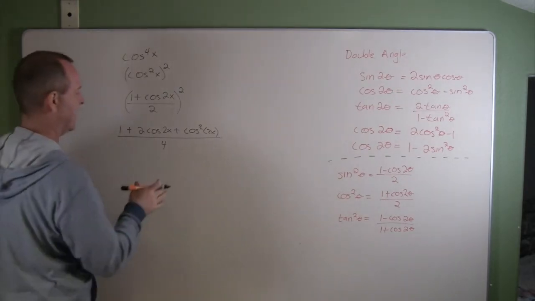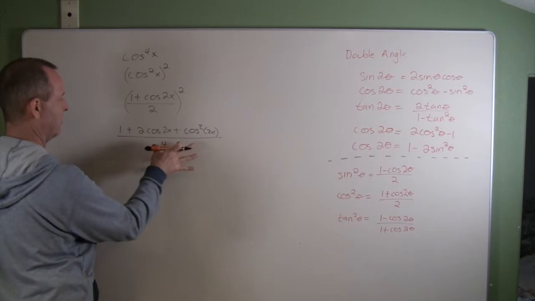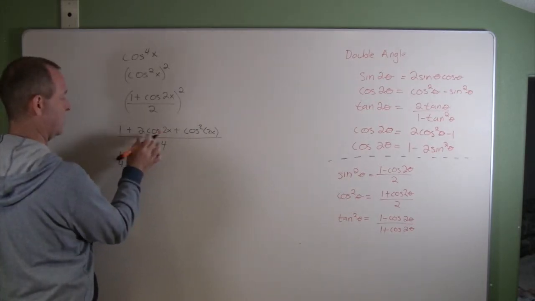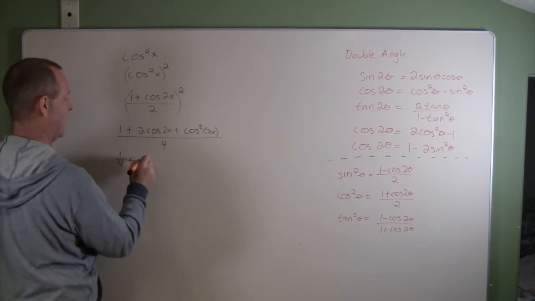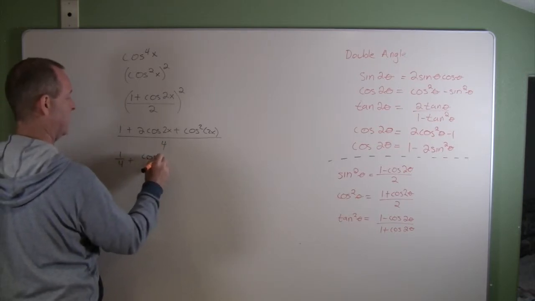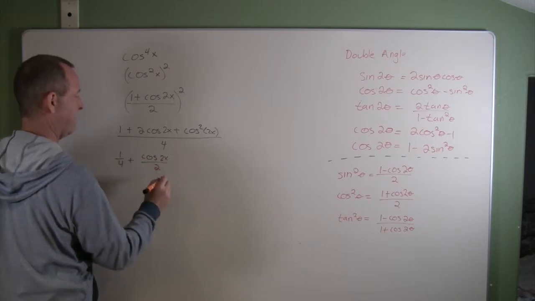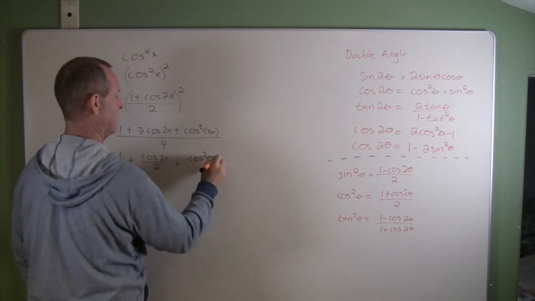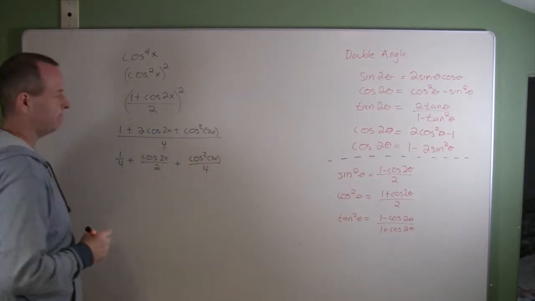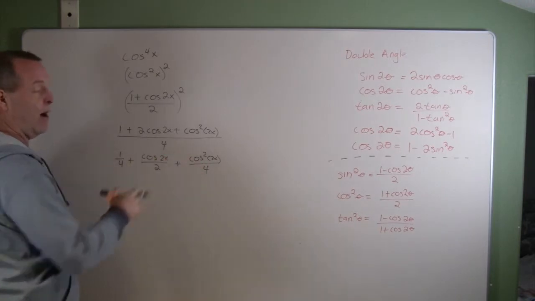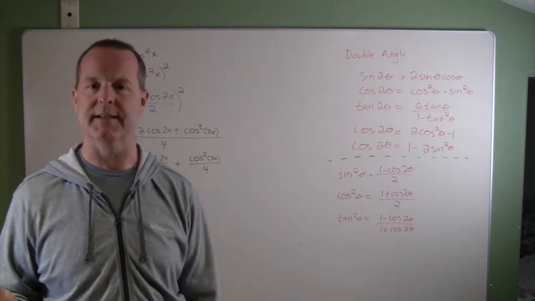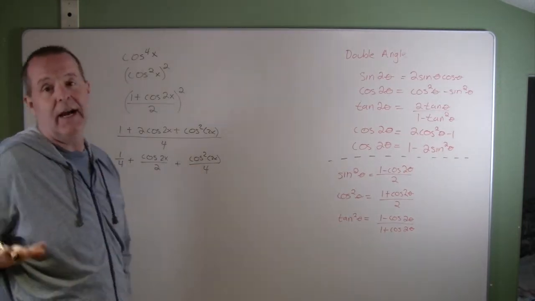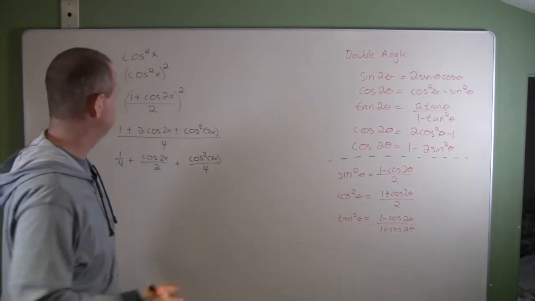The next thing I can do, let's break this up into individual fractions. So I have 1 over 4 plus 2 over 4 cosine 2x. Let's just make that cosine 2x over 2, plus cosine squared of 2x all over 4. I still have a power. My goal was to rewrite this equivalent statement with no powers, but I still have a power of 2 here. So basically, I'm just going to have to run through the process one more time.